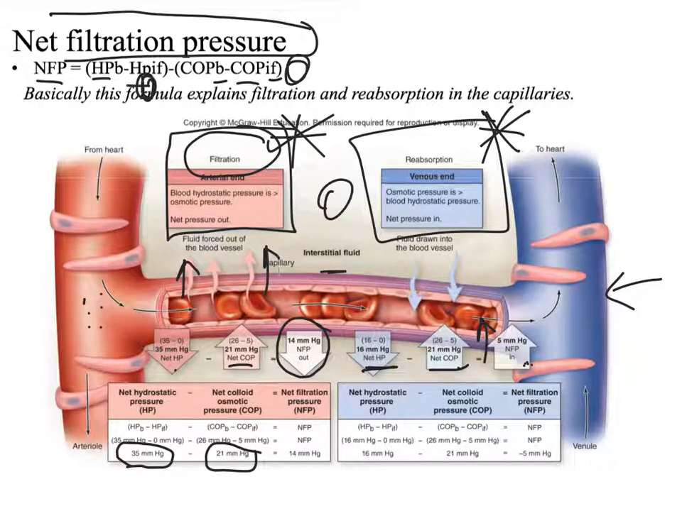Now, if something's wrong with somebody, some of these numbers could change. Like if someone's hemorrhaging, or they're dehydrated, or they have too many blood cells, it can change these pressures, and it can change filtration.